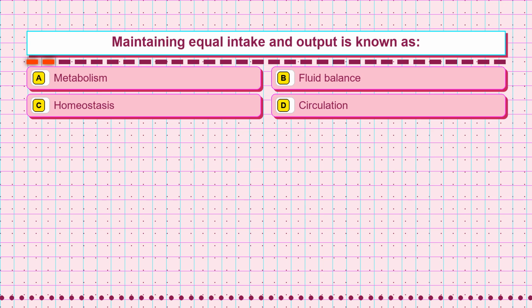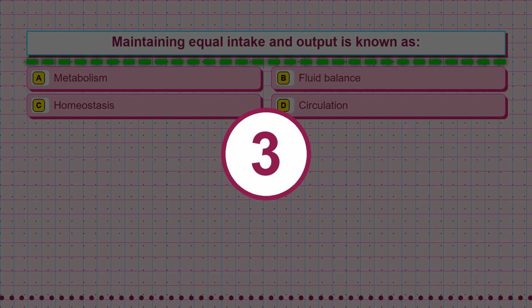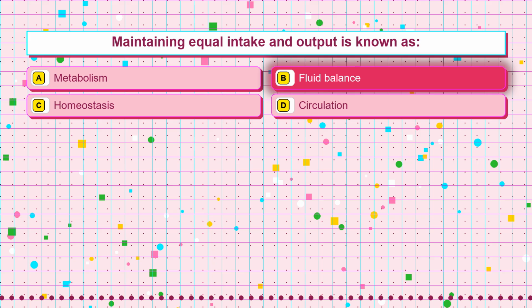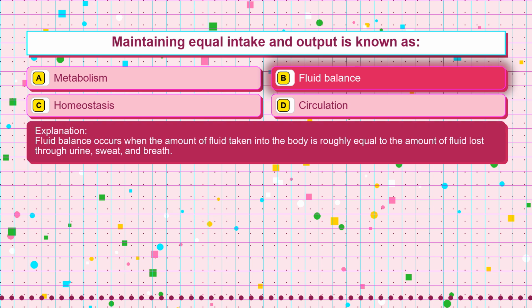Question 68. Maintaining equal intake and output is known as: Option A, metabolism. Option B, fluid balance. Option C, homeostasis. Option D is circulation. The correct answer is option B, fluid balance. Fluid balance occurs when the amount of fluid taken into the body is roughly equal to the amount of fluid lost through urine, sweat, and breath.